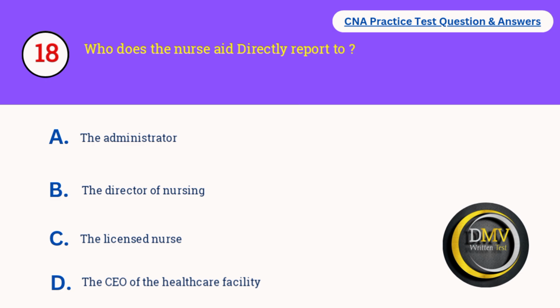Question 18. Who does the nurse aide directly report to? A. The administrator. B. The director of nursing. C. The licensed nurse. D. The CEO of the healthcare facility. Correct answer. C. The licensed nurse.